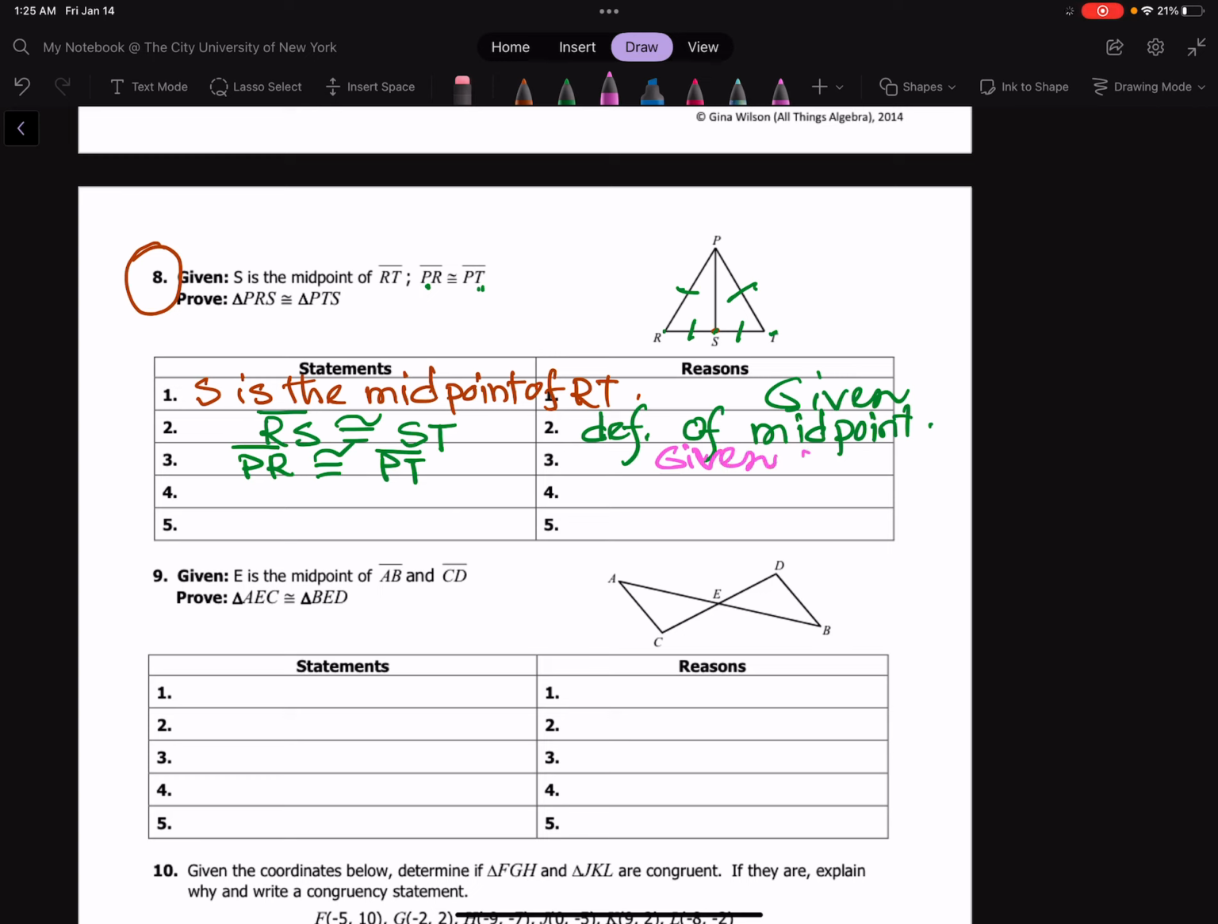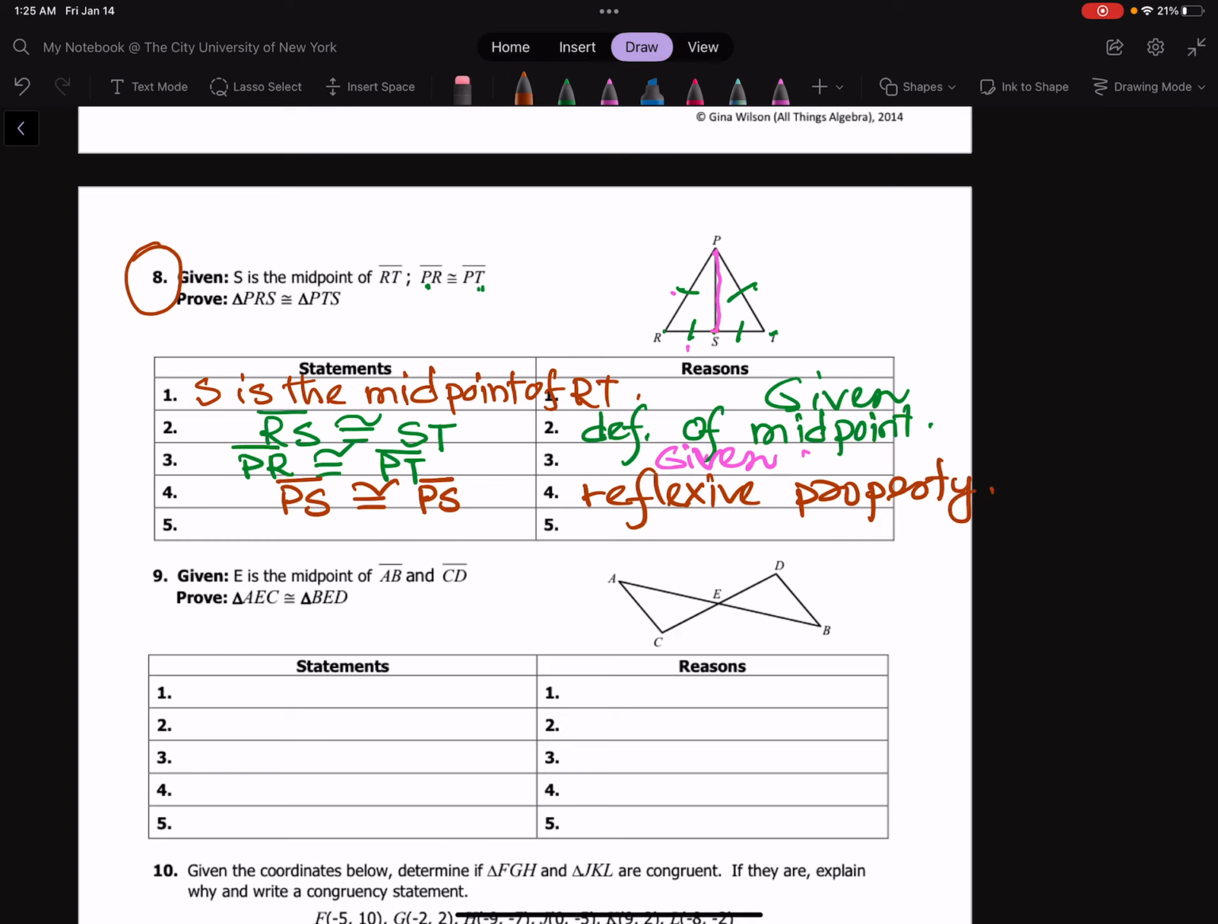All right, and then what we can say is two of the sides are congruent. Now if we can prove one included angle or a side, and we can see that PS is a common side, so we can say that segment PS is congruent to PS. Why? Because of the reflexive property.